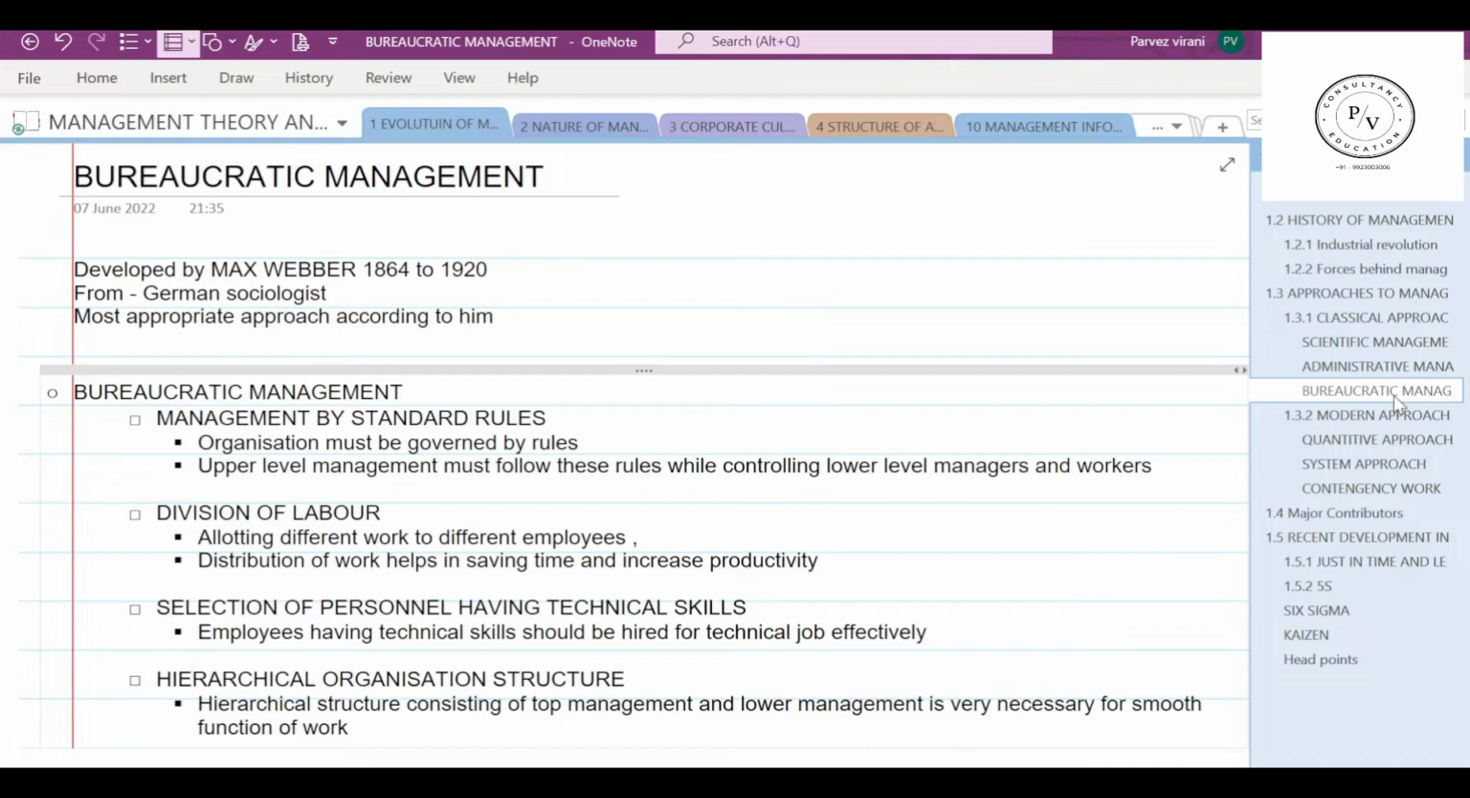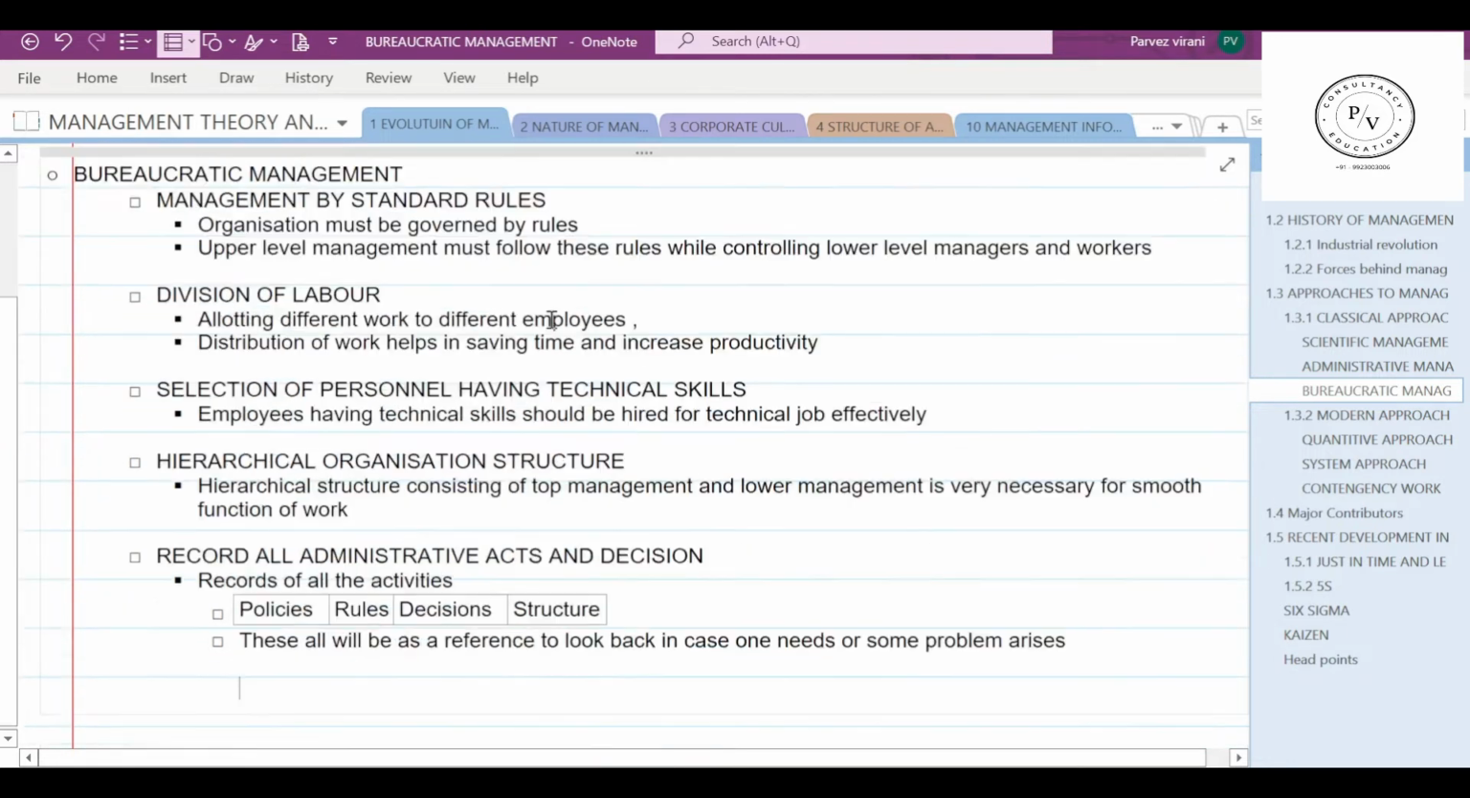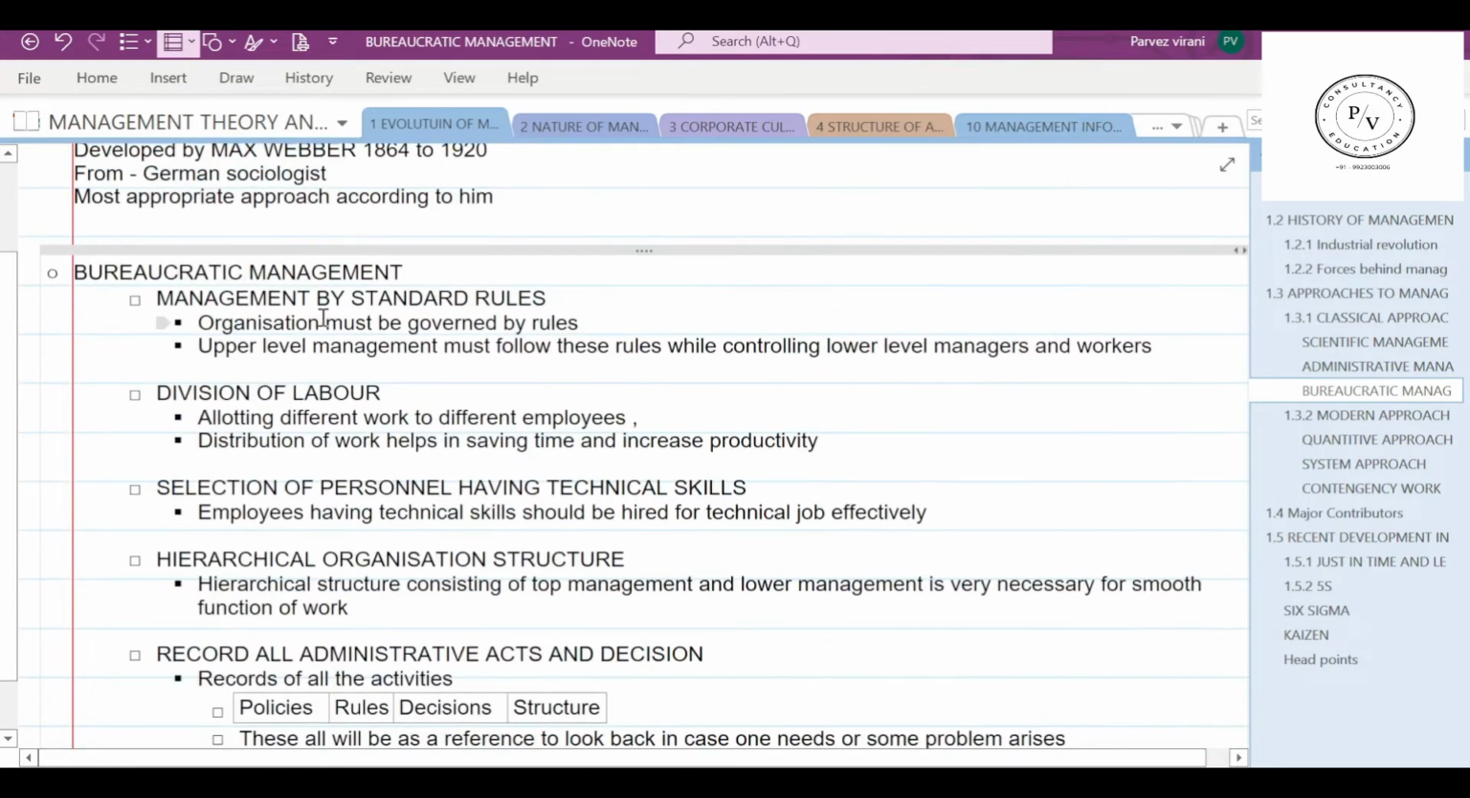Now we are going for the third part and that is bureaucratic management. It was developed by Max Weber, 1864 to 1920. He was a German sociologist. Most appropriate approach according to him. He says the management by standard rules. Organization must be governed by rules. Upper level management must follow these rules while controlling the lower level managers and workers.